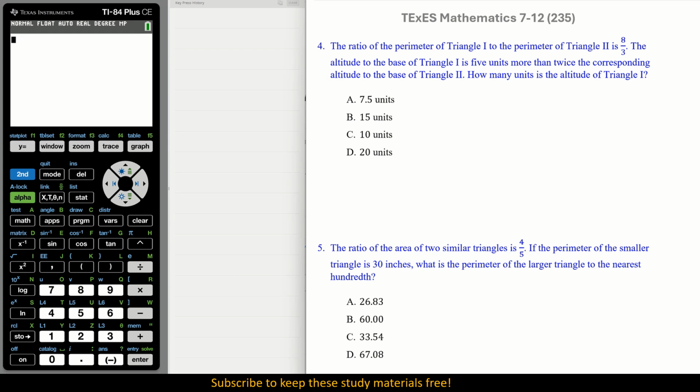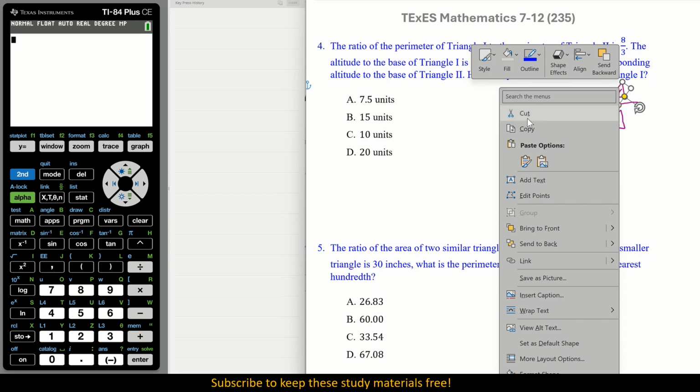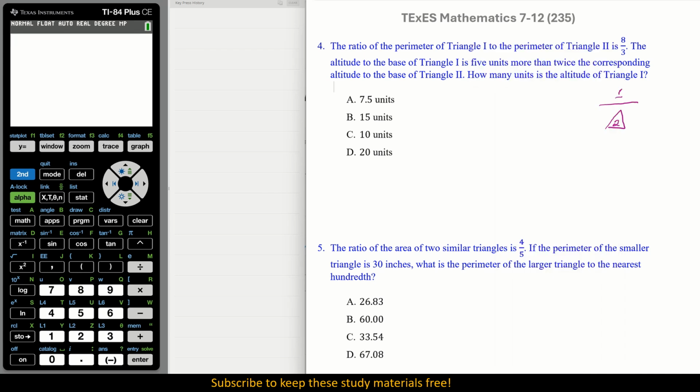Yes, that is highly annoying. So let's go ahead and illustrate our K value. So you've got triangle 1 over triangle 2. Sorry about that. Once you have it, it's hard to get rid of. Okay, so this is triangle 1.